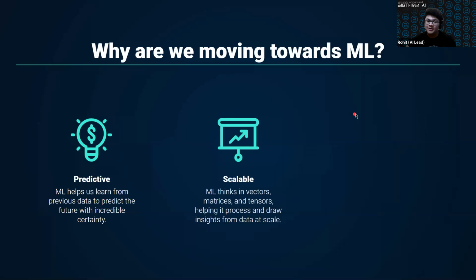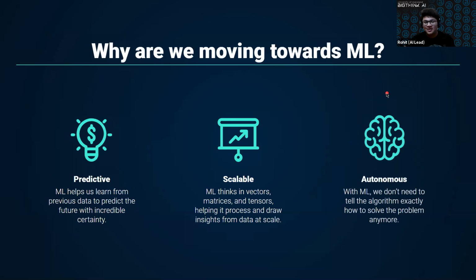It's scalable as well. ML thinks in vectors, matrices, tensors, which is basically a way of combining a ton of data into one packet. So that's how it thinks. That's how it processes that information, and it can draw insights at scale if needed. And that's why in big data analytics you see a lot of deep learning and machine learning going in, because those are millions of data points. You can't get a human mind to figure that out. That's going to be nightmarish.